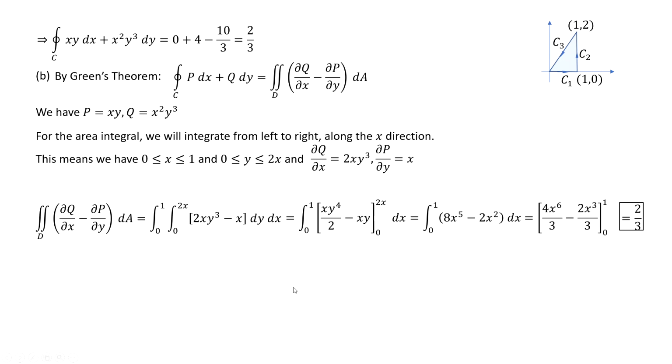Wait, what were we supposed to do in this problem? We were supposed to evaluate this integral in 2 different ways. When we evaluated it by just the direct method, what did we get for the integral? 2/3. When we evaluated it by using Green's theorem, what did we get? We better get the same thing, otherwise the theorem would be wrong.